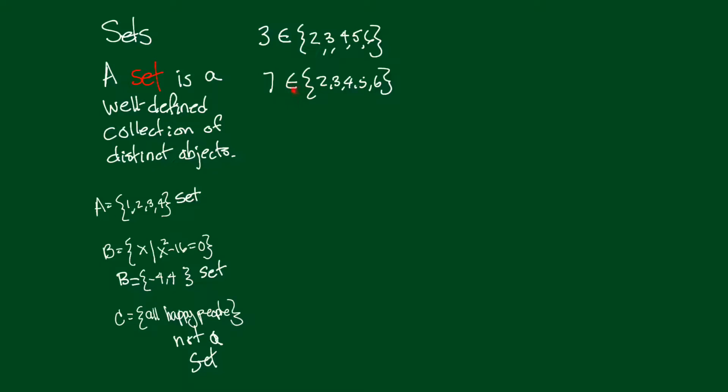So this statement here as it's written is false, but I could make it true if I just do this. Put one of those negation signs through there. So now this says 7 is not an element of this set. And I know it's true because I look in here and I don't see a 7.